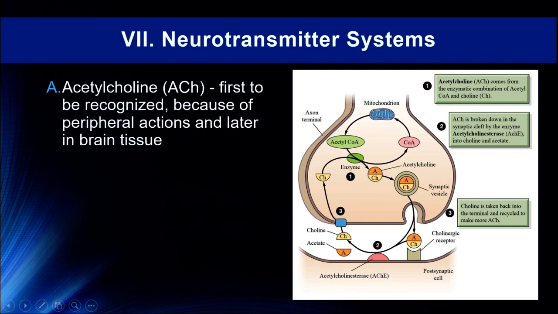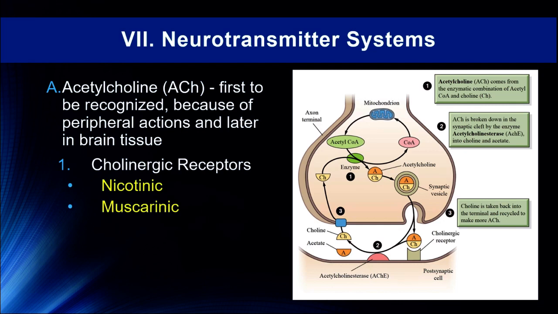That gets us into talking about specific neurotransmitter systems. We'll start with acetylcholine. It's one of the first to be recognized because it has significant peripheral actions. It was also recognized later in brain tissue. We have a variety of different cholinergic receptors. We have what are called the nicotinic receptors and the muscarinic receptors. These are in fairly different systems, but they are contained throughout both the body and the brain.